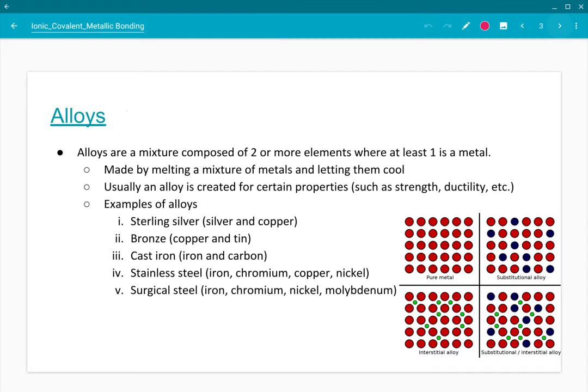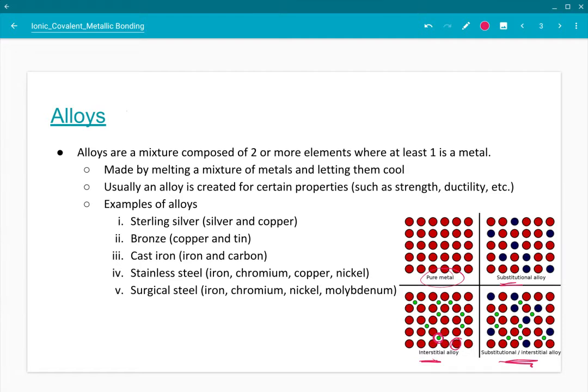And so there are different kinds of alloys. There's a substitutional, there's an interstitial, or a mix of the two, compared to a pure metal. These are just different kinds of atoms. Notice this is a smaller one with bigger ones and things like that. Examples of alloys: one is sterling silver. If you think about silver jewelry, copper has been added to it to make it a little bit harder because pure silver is super, super soft.